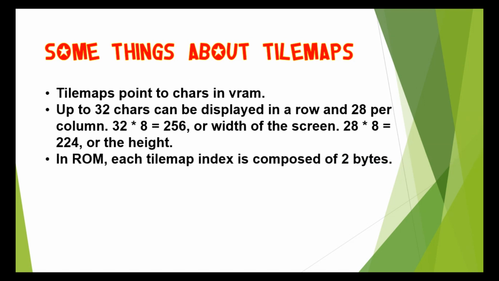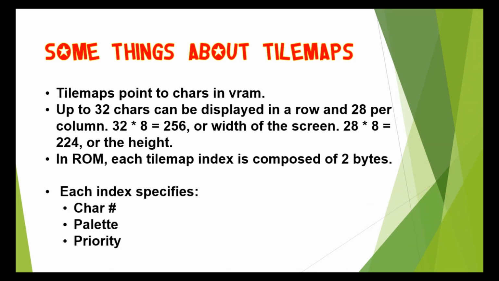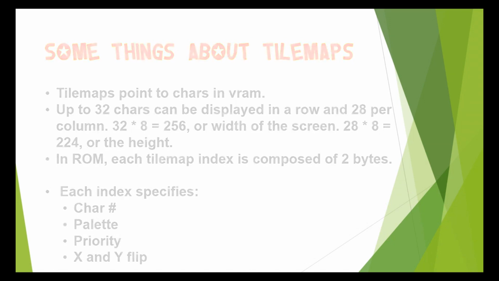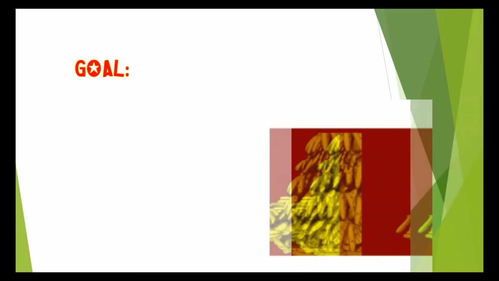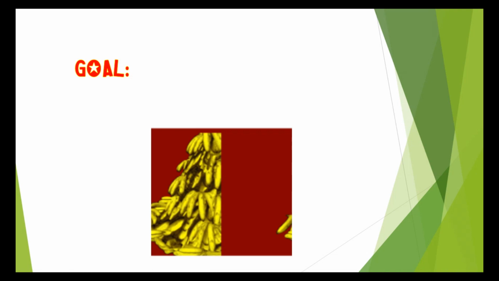In ROM, each tilemap index is composed of 2 bytes. Each index specifies char number, palette, priority, X and Y flip. My thought was, if normal gets shifted, why not provide a shifted tilemap? Note this only works because this image isn't used elsewhere. So my goal became to shift the tilemap half a screen.